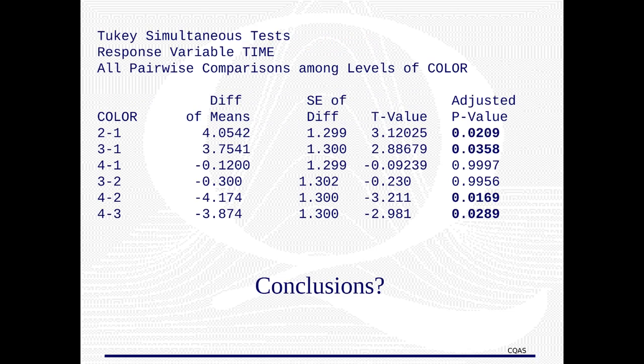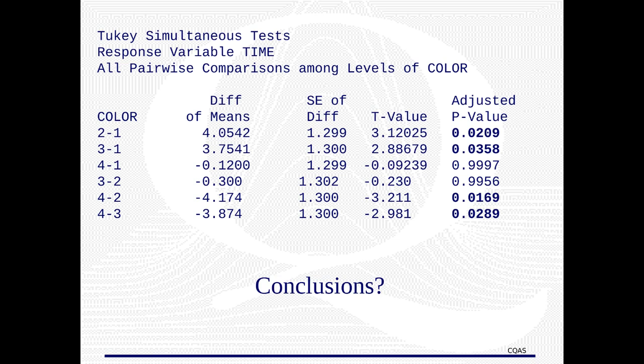We're comparing all pairwise combinations of the 4 color groups to determine which means differ significantly from one another. The table presents 6 comparisons, each showing the difference in mean time between 2 color groups, along with the standard error, the test statistic, and the adjusted p-value. The Tukey correction accounts for multiple comparisons, controlling our overall type 1 error rate.